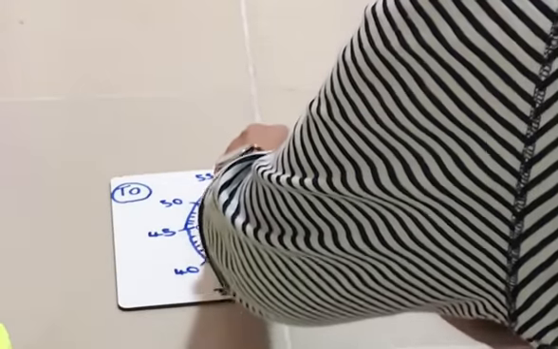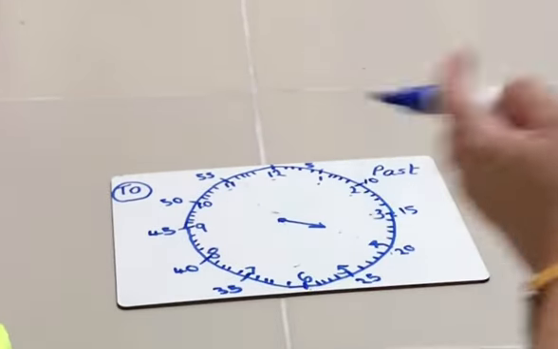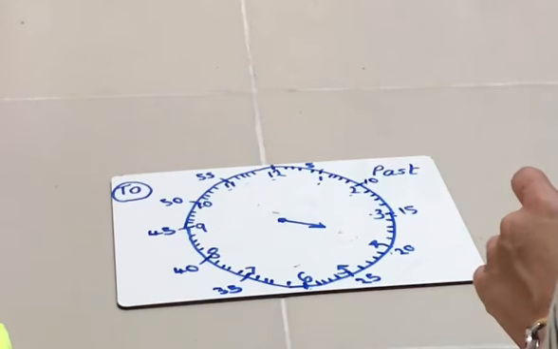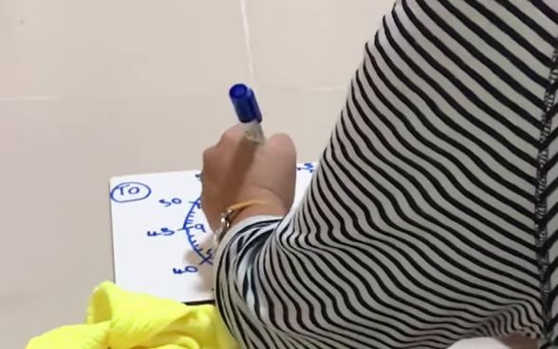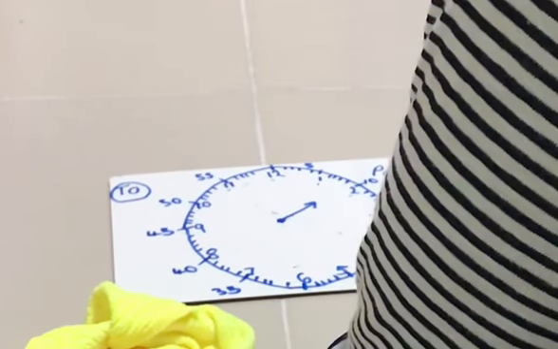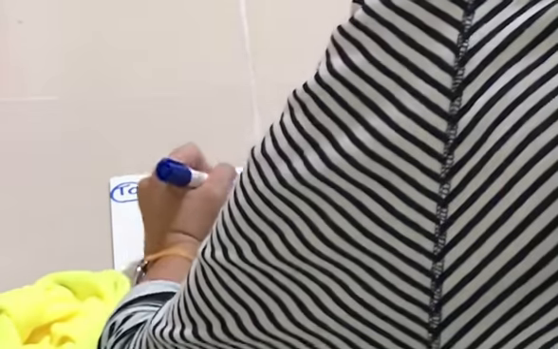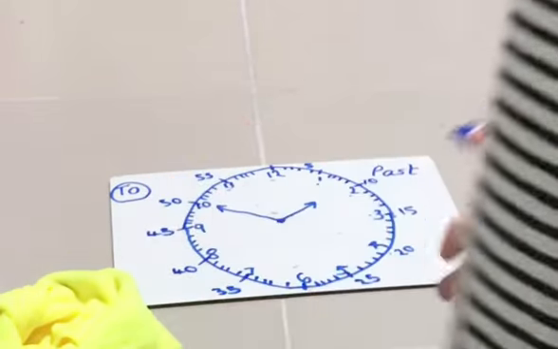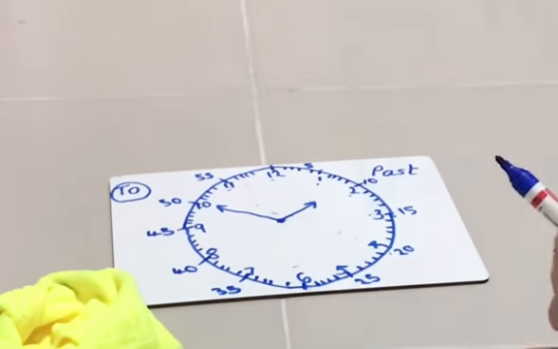One last example. If I said it was 10 minutes to 2, so 10 to 2. It would be nearly 2 o'clock. It's my hour hand. And I'd go anti-clockwise for 2, 5, 10. There is 10 minutes to 2 o'clock.